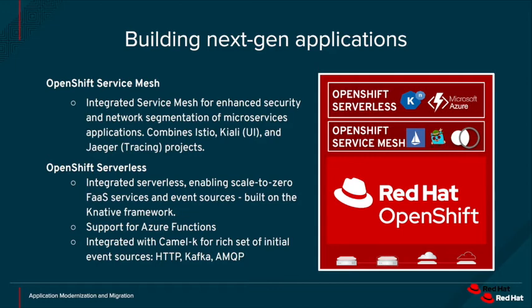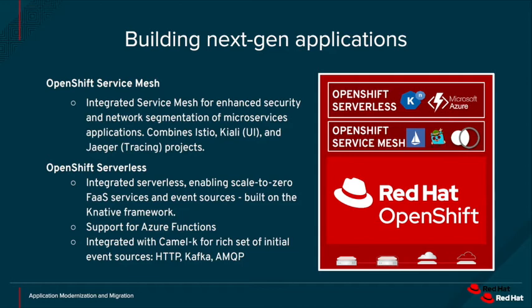So this will help you in combining some of the goodness of open source technologies like Istio, Kiali UI, and Jaeger for tracing. And serverless is a concept wherein you are now integrating and enabling scale-to-zero function as a service and event sources, built on top of an open source community project called Knative, which is now inbuilt in OpenShift.